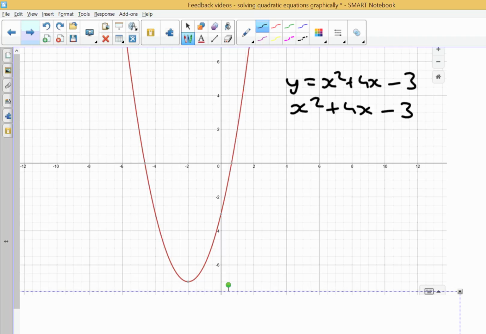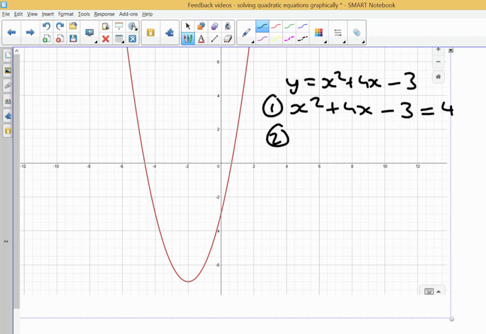So, questions for you to do. First of all, I'd like you to try and solve using this graph the equation x squared add 4x minus 3 equals 4. And then secondly, I'd like you to try and solve the equation x squared add 4x minus 3 equals minus 5. So just use the method from my previous video.